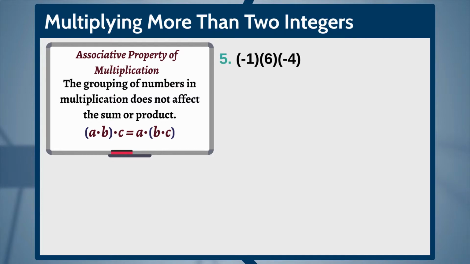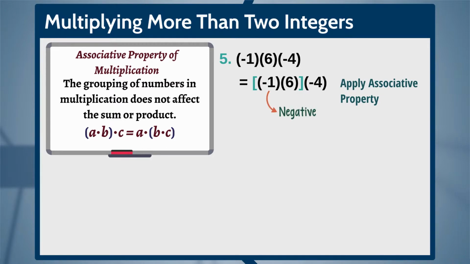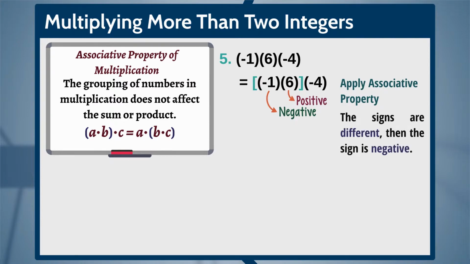Number 5. Find negative 1 times 6 times negative 4. Applying the associative property gives us negative 1 times 6 times negative 4 is equal to the quantity of negative 1 times 6 times negative 4. We will solve the factor negative 1 and 6 inside the bracket. Identify the signs. Negative 1 is negative, while 6 is positive. The signs are different, so the sign will be negative. Multiplying negative 1 and 6 gives us negative 6.